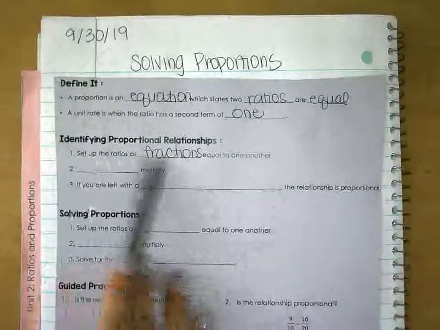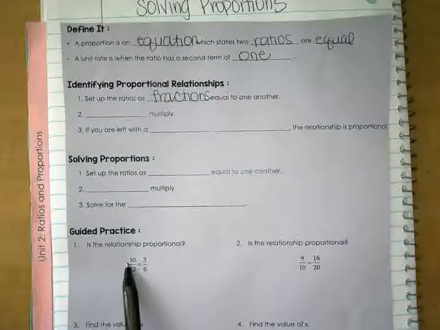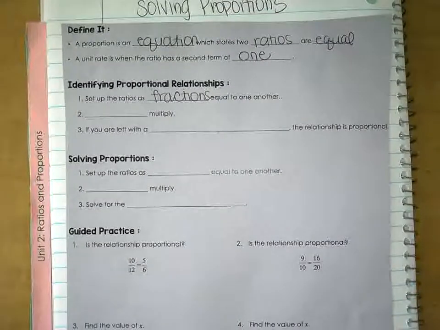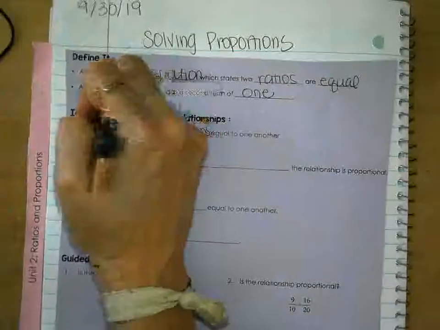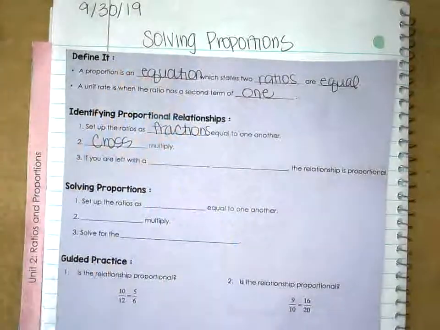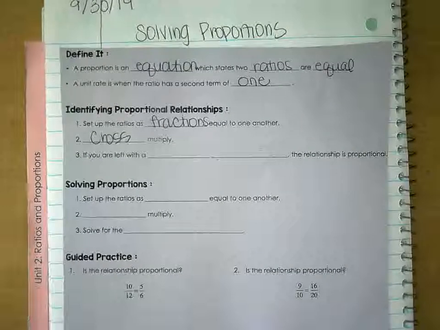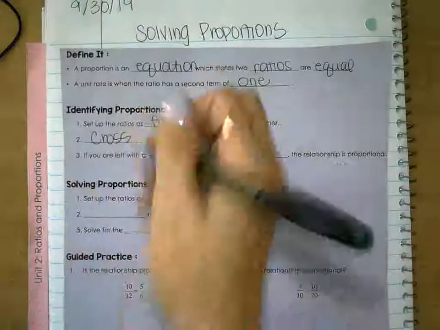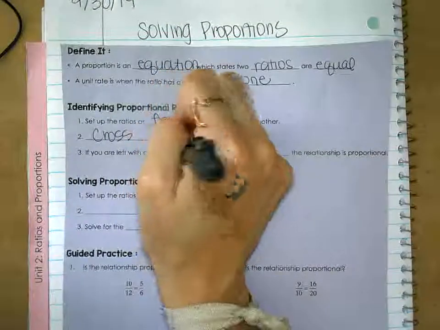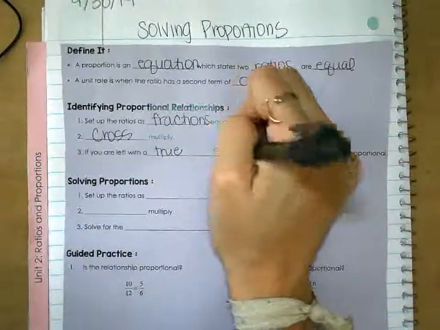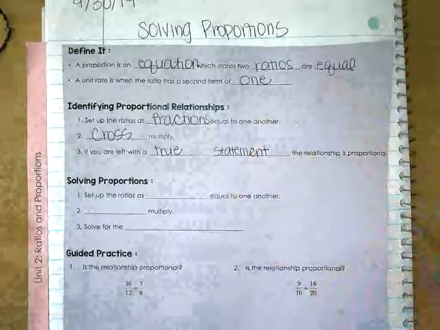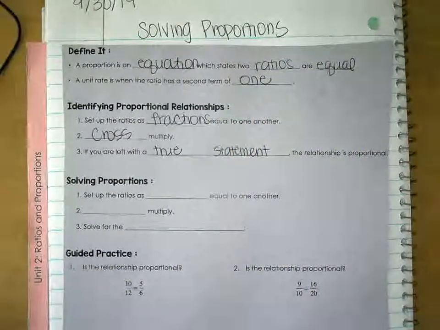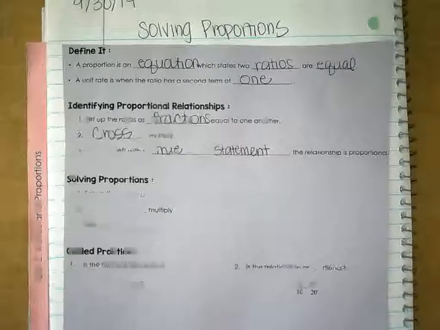So once they're set up, which most of the time they will be for you, sometimes you might have to set them up on your own, you will then do something that is called cross multiply. Some of you may have heard of this, others of you may not. I will show you in a minute what that means. Once you have cross multiplied, you will see if you are left with a true statement, that the relationship is proportional. So here is what that means.